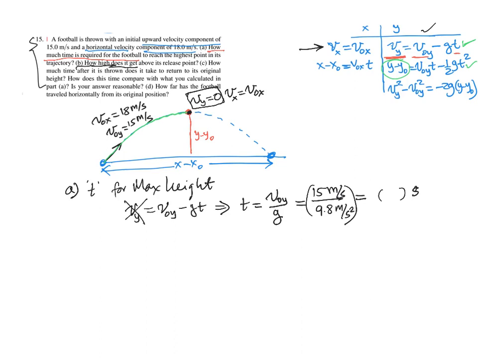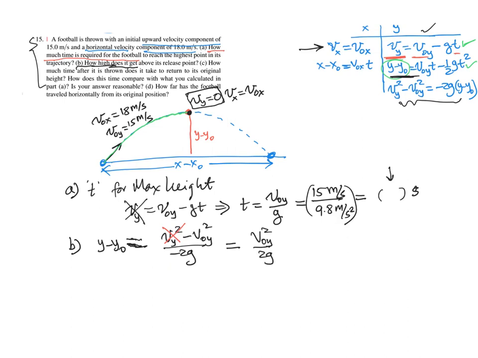Let's look at part B. How high does it get above the release point? That means that's the maximum height. So in part B, they're asking y minus y0. You can use the second equation because you just calculated the t. But you can also use the third equation, Vy squared minus v0y squared divided by negative 2g. At the maximum height, Vy equals 0, so you can write that's equal to v0y squared divided by 2g. The negative and negative cancel out. So basically it's 15 squared divided by 19.6 meters.